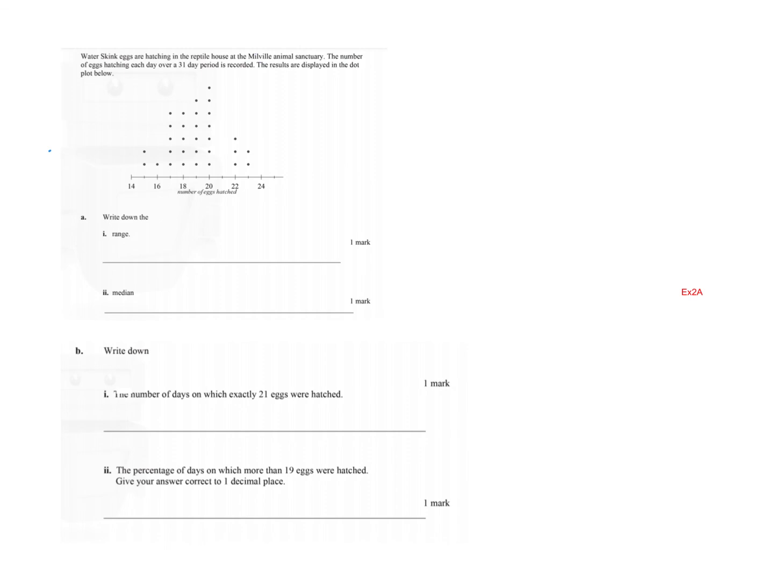Okay, there you go, so there's the answer. All right, water skink eggs are hatching in the reptile house at the Milliville Animal Sanctuary. The number of eggs hatching each day over a 31-day period. So 31, they just gave you the N there, so be careful. The results are displayed with the dot plot. Write down the range. So remember, range is maximum minus minimum. So what is my maximum, boys? Looking at that, yeah, good, 23 there. That's the biggest one. What's the smallest one? 15. So 23 minus 15 is 8.